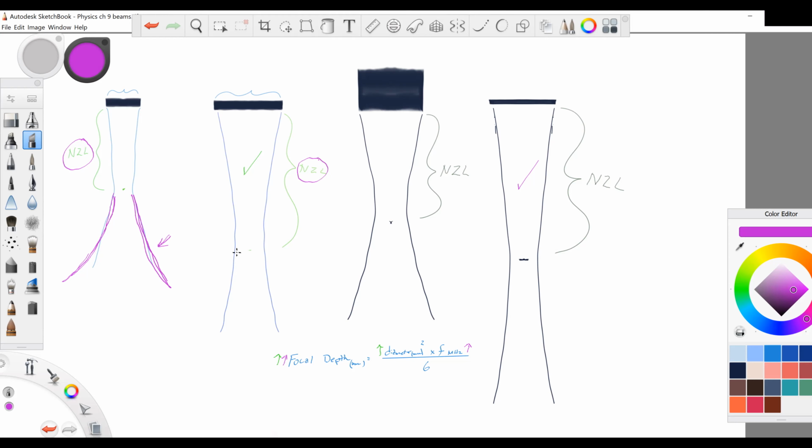Okay, so this was diameter, right? Short diameter, short focus, more divergence. Wide diameter, longer focus, less divergence. Same thing here. This one is diverging faster. That was a low frequency.